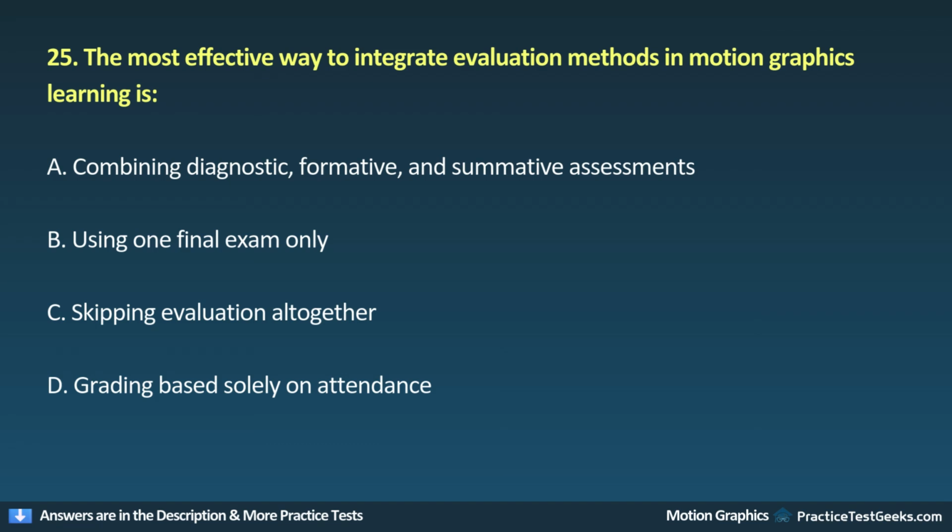25. The most effective way to integrate evaluation methods in motion graphics learning is: A. Combining diagnostic, formative, and summative assessments. B. Using one final exam only. C. Skipping evaluation altogether. D. Grading based solely on attendance.